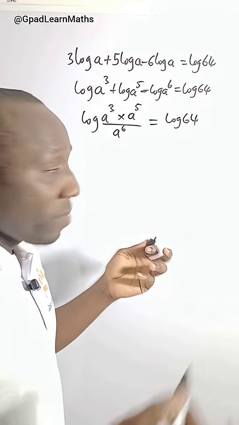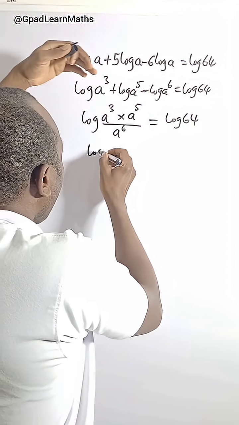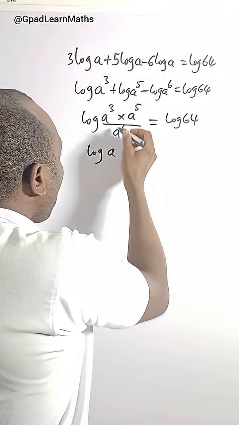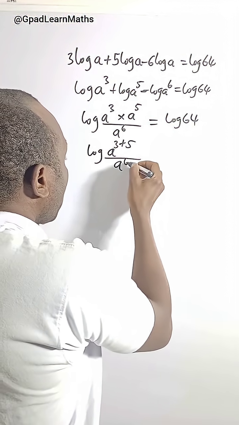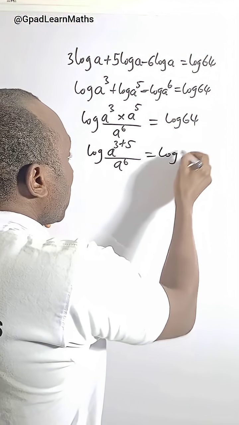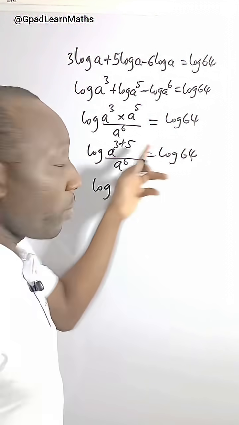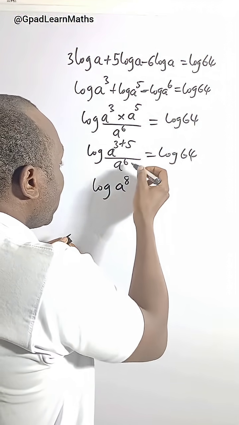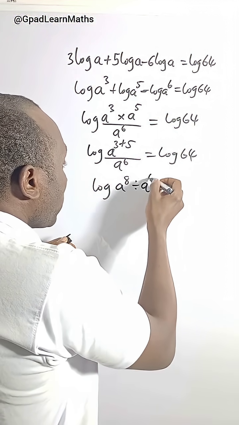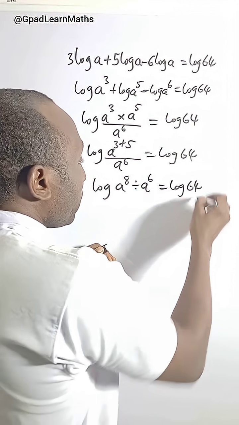One of the laws of indices: same base, you add the exponent. So you have log a raised to power 3 plus 5 over a raised to power 6, equal to log 64. Then log a raised to power, what is 3 plus 5? That's 8. But this is divided by a raised to power 6. Let me write it like this, and this is equal to log 64.